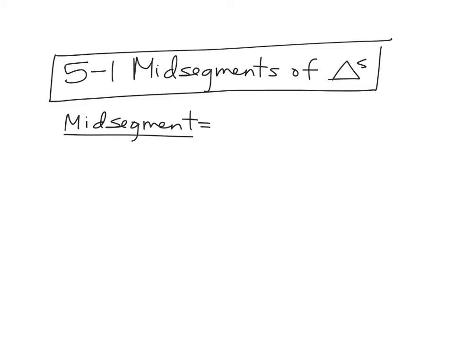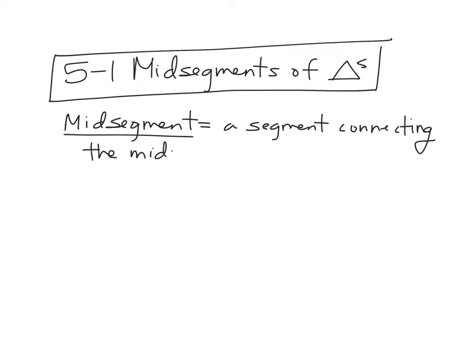So we're going to define it, and then I will draw it, and we'll call it good after a few examples. A midsegment is a segment connecting the midpoints of two sides of a triangle. Okay, so let's say you have a triangle.